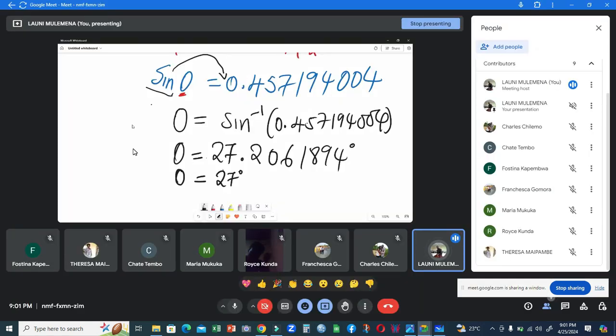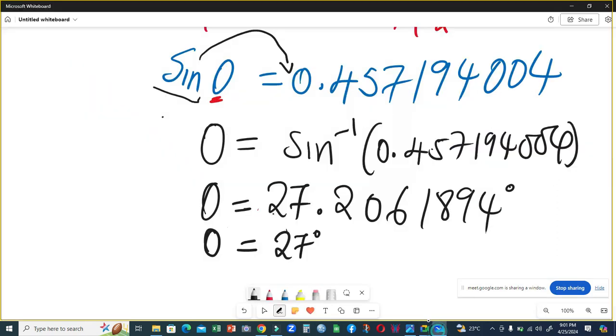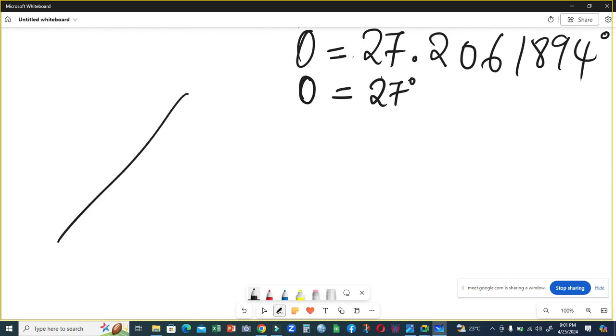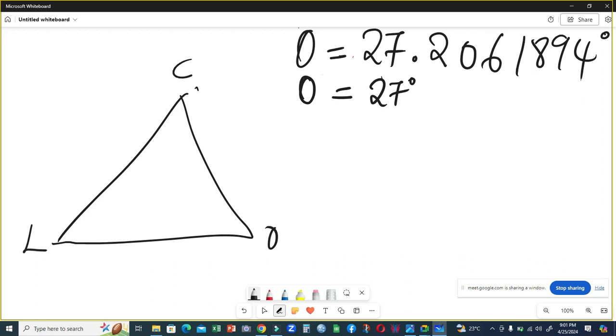But this is not our final answer. Why? Because we are not looking for angle O, but angle G. In that diagram, in this triangle, there is L, O, and G. We have been given angle L to be 40. Angle O we have calculated is 27. Now the question was, we look for angle G here.